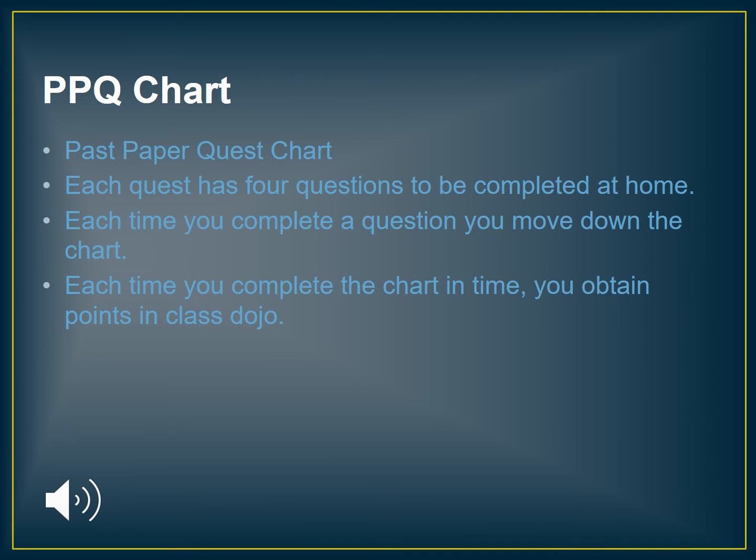Past paper quest chart. Each quest has 4 questions to be completed at home. Each time you complete a question, you move down the chart. Each time you complete the chart in time, you obtain points in Class Dojo.